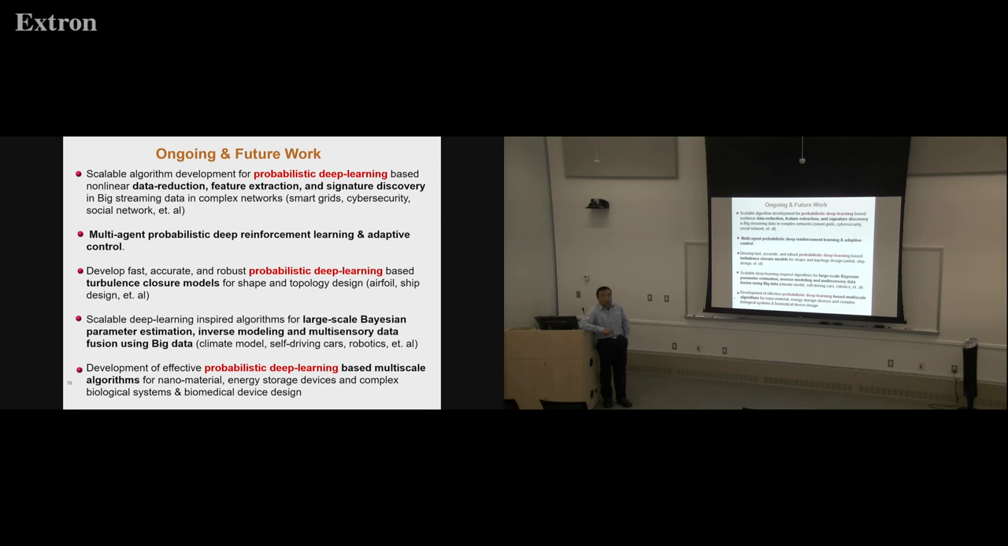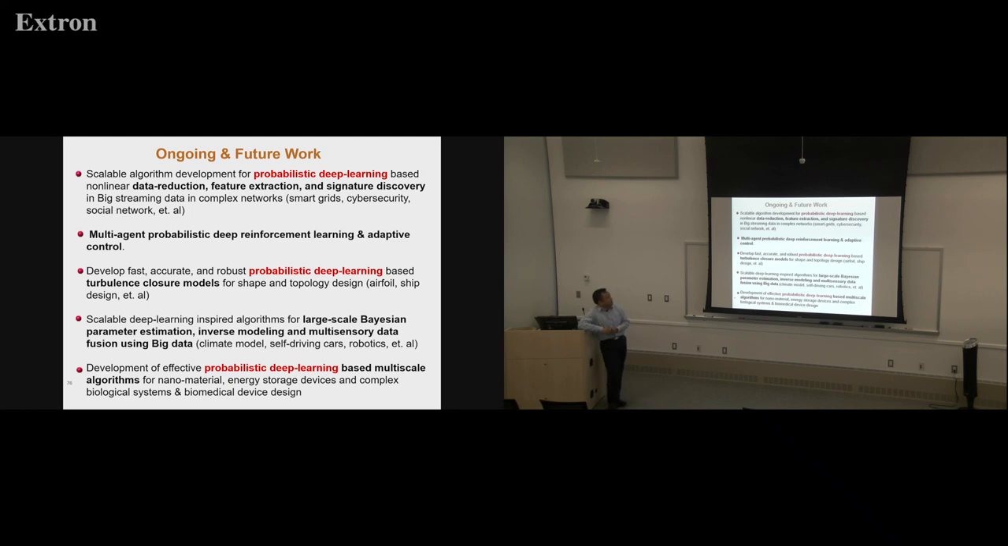So this is some ongoing and future work that I'm planning to do. My focus will be on deep learning based data reduction, feature extraction, and signature discovery in big streaming data on complex networks such as the power grid, cybersecurity, and social networks. Another thing I'm doing, which I didn't have time to talk about today, is a lot of this so-called multi-agent plus deep reinforcement learning and adaptive control, right? You guys see this, like Boston Dynamics, right? Behind all of this is reinforcement learning, right? Also, we're doing Uber rerouting controls, right? Everything like this is behind reinforcement learning, okay? So monitoring and controlling traffic, right? We do a lot of that.